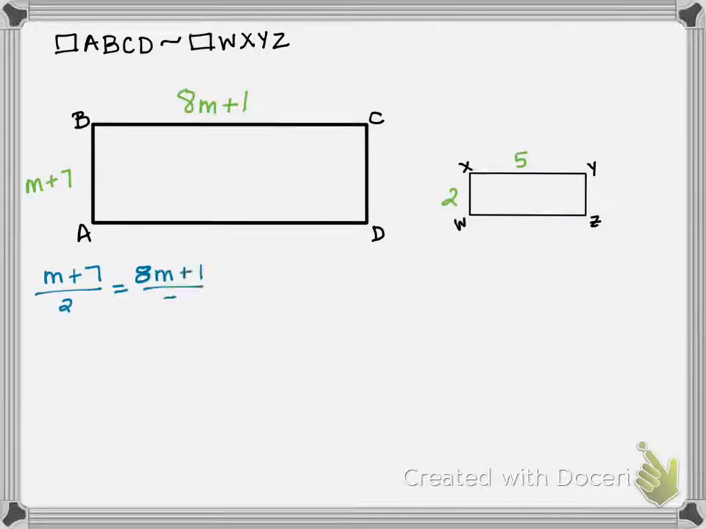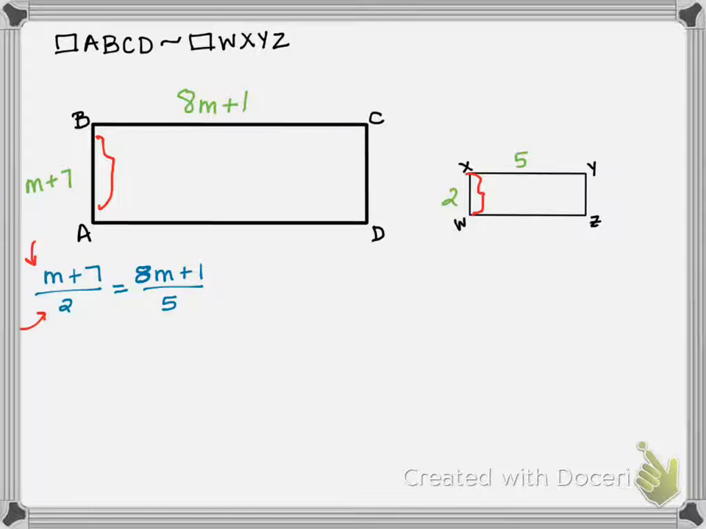One proportion that we can create is m plus 7 over 2 is equal to 8m plus 1 over 5. The way that we're able to do this is by comparing what is similar. So for example, I see that this m plus 7 is this left hand side of the rectangle, which corresponds to the 2 on the right hand side, the smaller rectangle. So that's why I have m plus 7 here over 2.